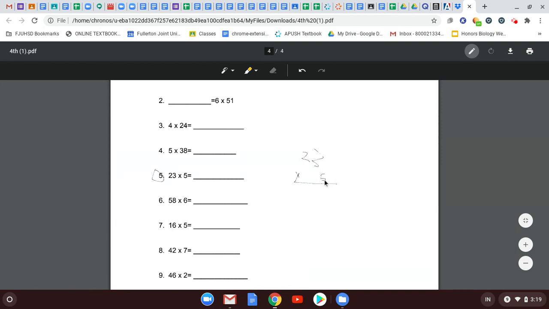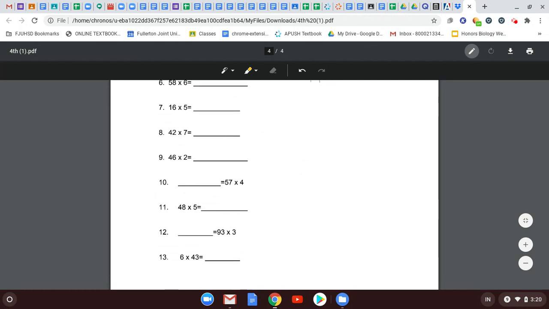So 5 times 3 is 15. 5 times 2 is 10. 10 plus 1 is 11. And that's the answer. It's 115. And that's basically how you do the rest of these problems.